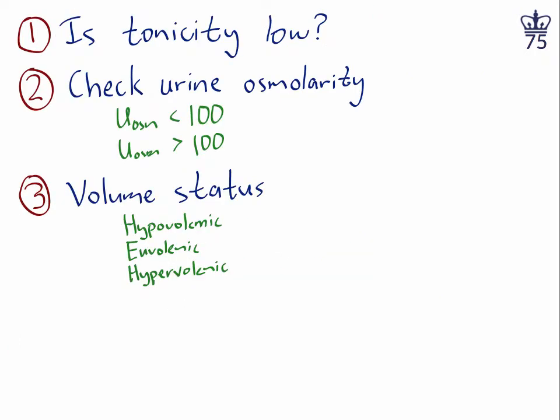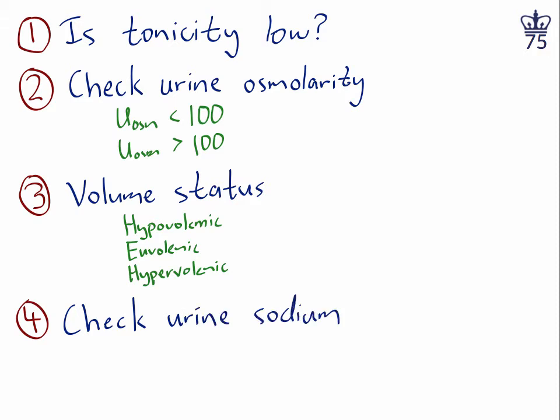Once you have determined whether your patient with hypotonic hyponatremia is hypovolemic, euvolemic, or hypervolemic, the last step is to incorporate the information you already have about urine osmolality and add in one more piece of information, urinary sodium concentration. This brings us to step 4, measure the urine sodium. The urinary sodium concentration tells us whether the kidneys are retaining sodium or losing sodium. The renal response to a low sodium level should be to retain sodium.